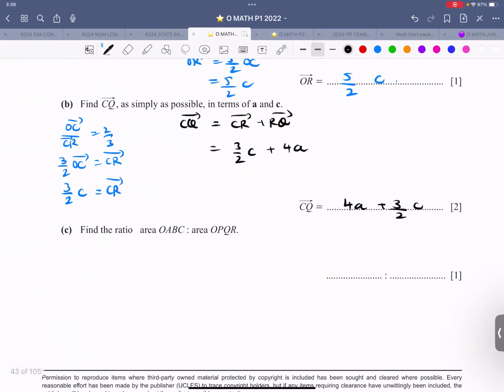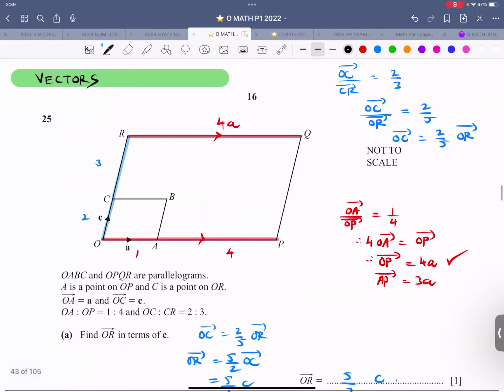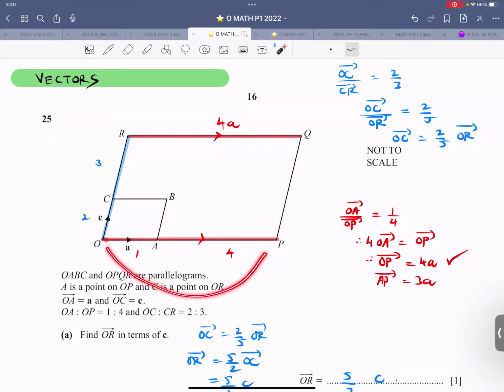The ratio of OABC to OPQR. So OABC to OPQR. Now this 1 is now transformed to 4. The whole thing is 4. This is 1:4. OA is to OP is 1:4. Basically, let me write 3 over here. This is in a ratio 1:3. This is in a ratio 2:3.